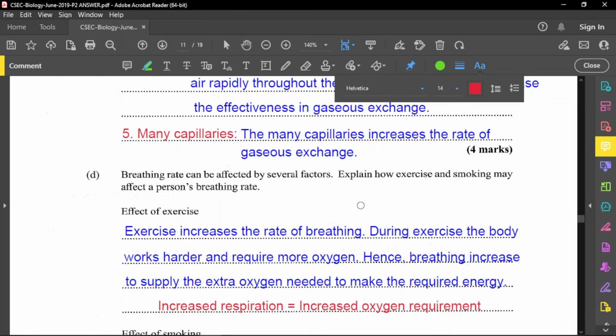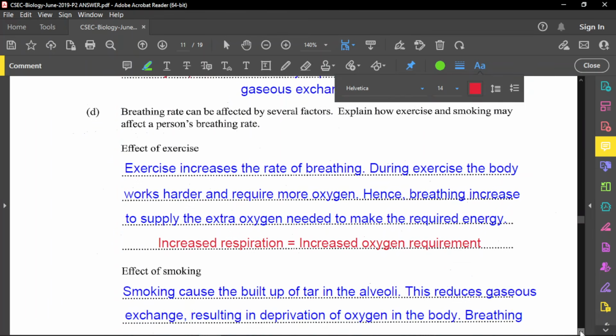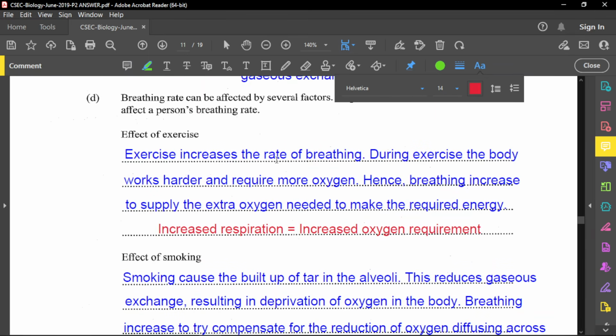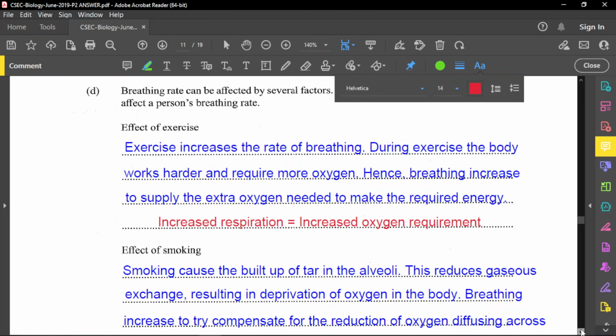And so the effect of exercise is really to increase the rate of breathing. During exercise, the body works harder and requires more oxygen, definitely. So breathing increases to supply the extra oxygen needed to make the required energy. All right, because more exercise means you need more energy, and therefore more breathing for the purpose of supplying more oxygen. So increased respiration equals increased oxygen requirement, and therefore you breathe to compensate for that needed oxygen.